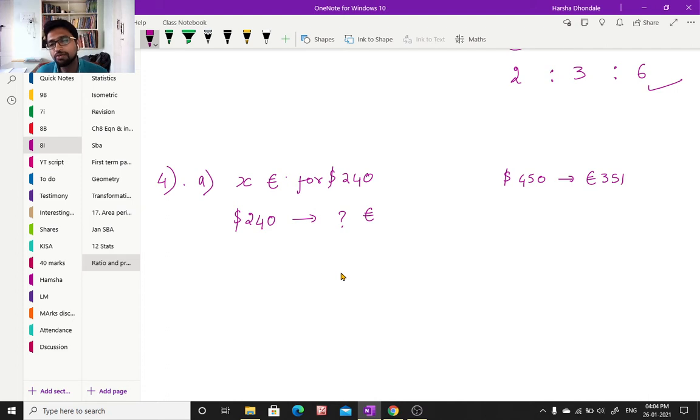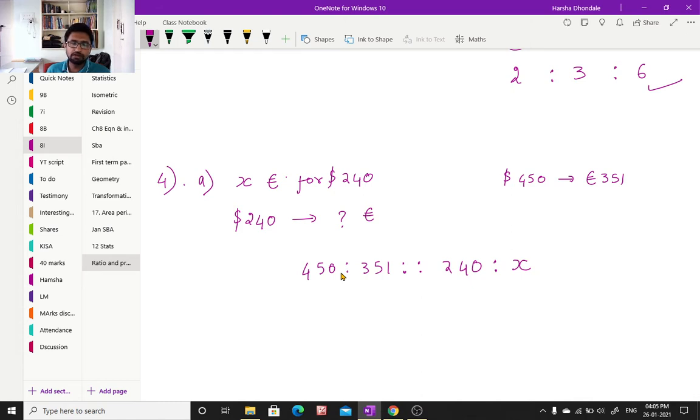Now I'll make use of ratio and proportion over here. What I'll do is, $450 is to 351 euros. That should be in proportion with $240 with some amount of euros. I don't know how much. I'll call it X.